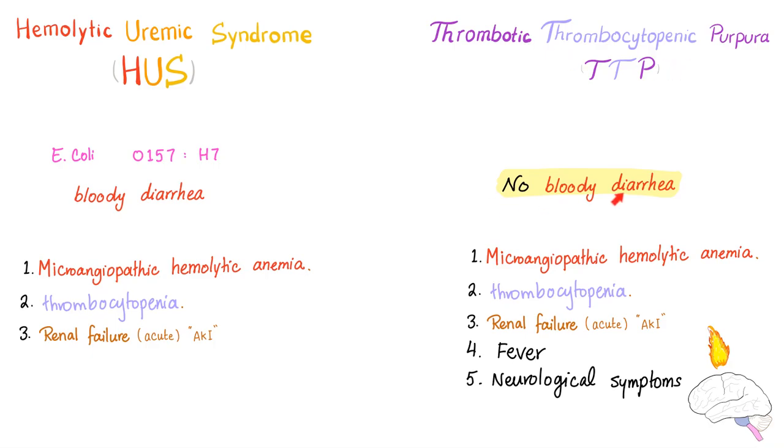How about TTP? There is no bloody diarrhea. There is no E. coli 0157H7. And we have 5 things. 1, microangiopathic hemolytic anemia. 2, thrombocytopenia. 3, acute renal failure. These 3 are the same as here. 4 and 5 are unique. Fever and neurological symptoms. The neurological symptoms are usually altered mental status.